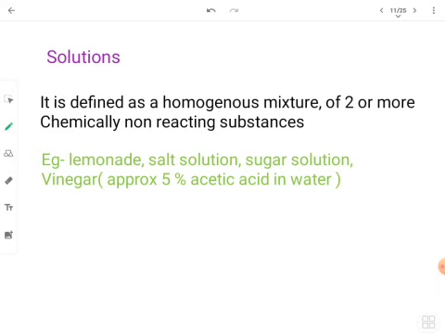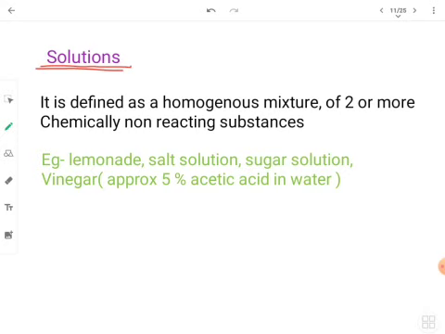Now if you remember, at the end of that video I had talked about how the homogeneous mixture has only one type. And what is that type? That type is solution. So now we are going to talk about what a solution is and what its different properties are. Here is a very precise definition and the key terms for you to check whether a given substance or mixture is a solution or not.